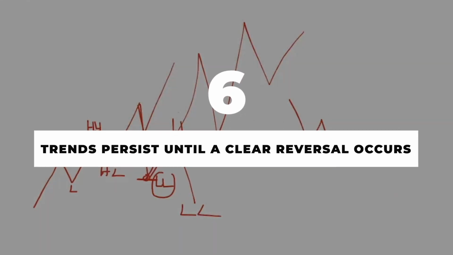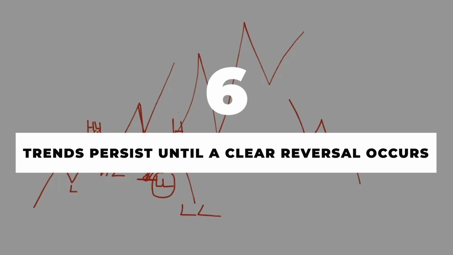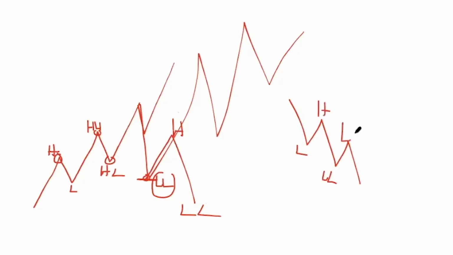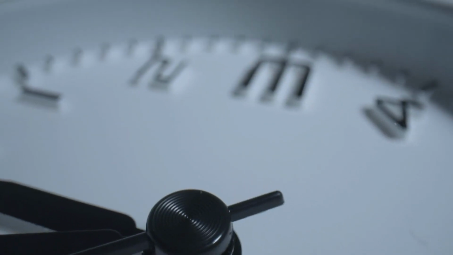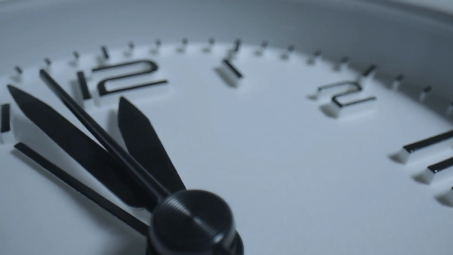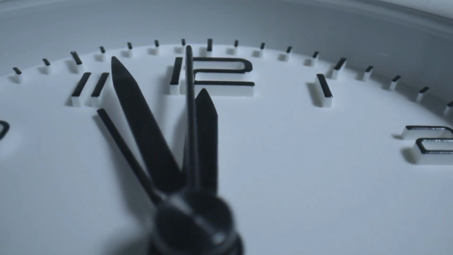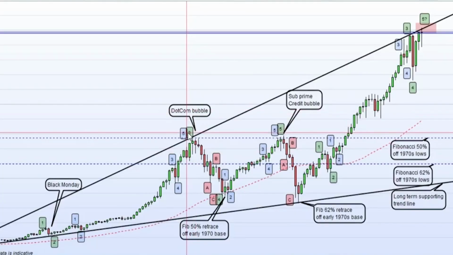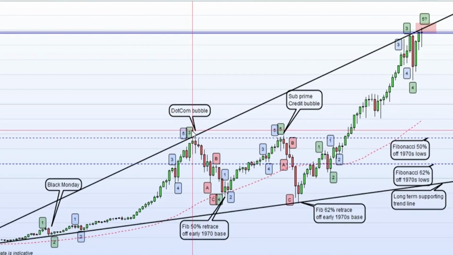6. Trends persist until a clear reversal occurs. Reversals in primary trends can be confused with secondary trends. It's difficult to determine whether an upswing in a bear market is a reversal or a short-lived rally to be followed by still lower lows. The Dow Theory advocates caution, insisting that a possible reversal be confirmed. Elliott wave, on the other hand, developed different interpretations.